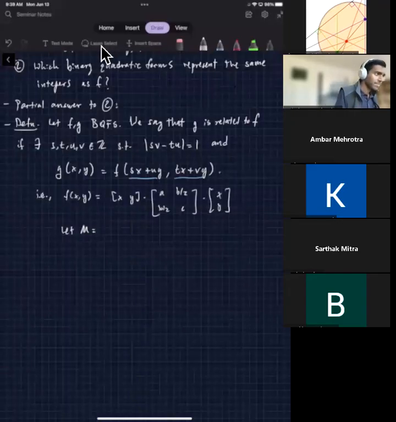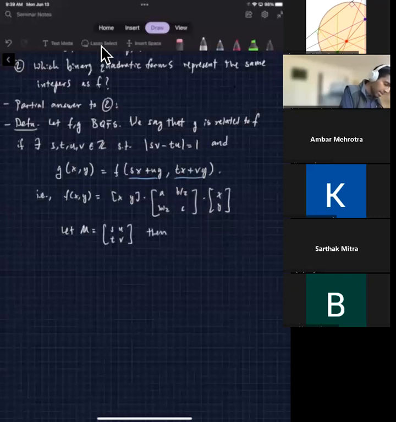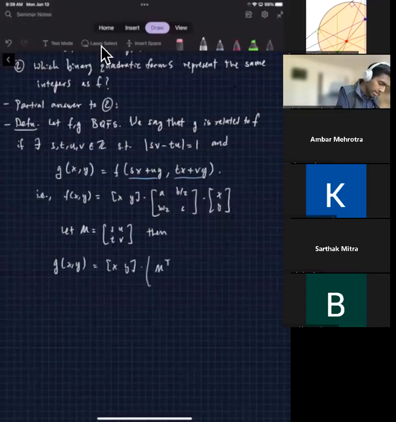If we let M be the matrix (S, U; T, V), then G is related to F by the matrix M if G(X, Y) equals (X, Y) times M transpose times the matrix (A, B/2; B/2, C) times M times (X, Y).